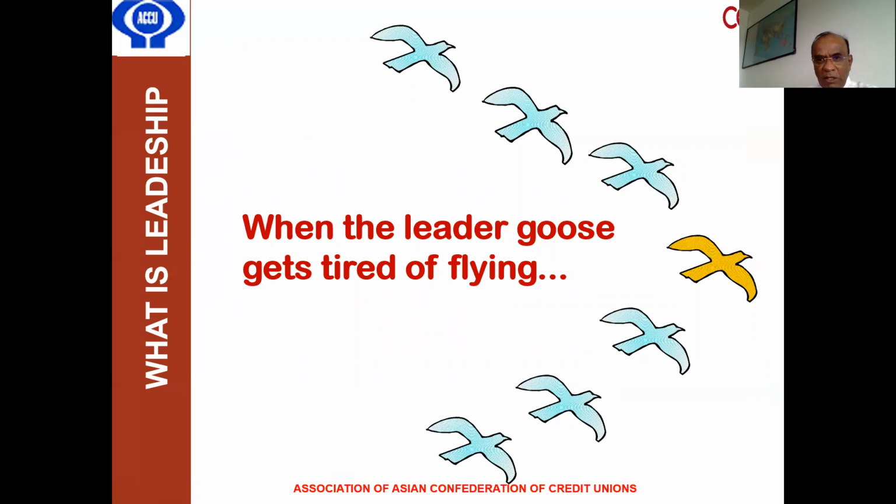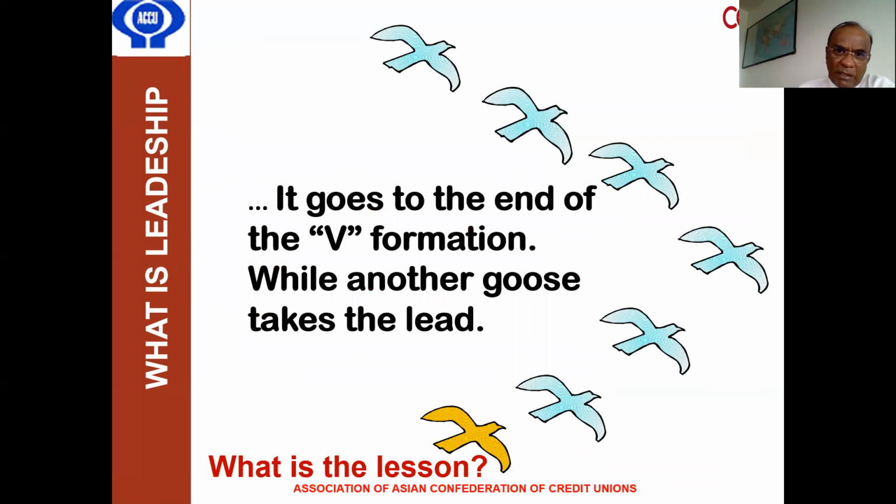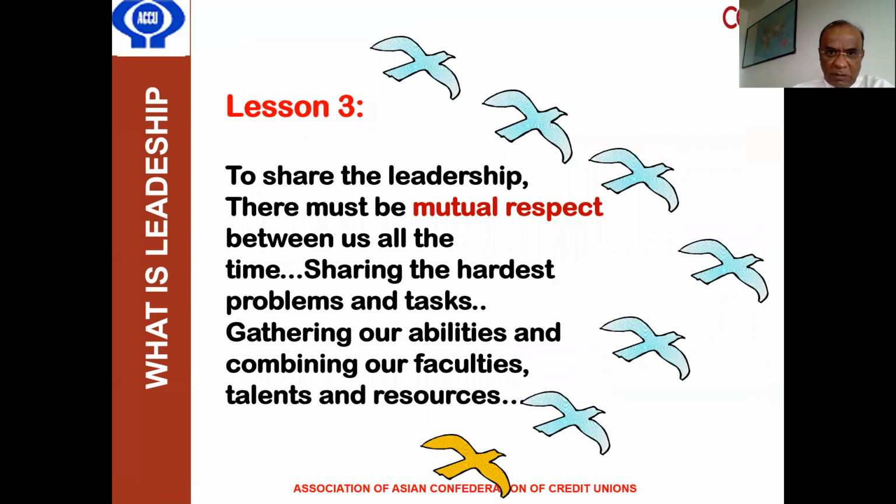Now you see, all the birds come back and the yellow one they put on top, and then the lead goose gets tired of flying. And it goes to the end of the V formation while another goes taking the lead. So this is how they take turns with each other. So the third one is to share the leadership.